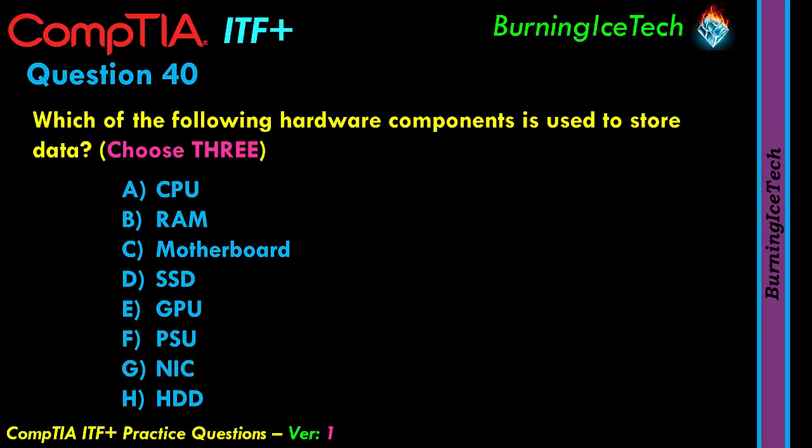So it's not G. So by process of elimination, that only leaves us with H, and H is an HDD, which is a normal mechanical hard drive, also used to store data. So the answer here, folks, is B, D, and H.